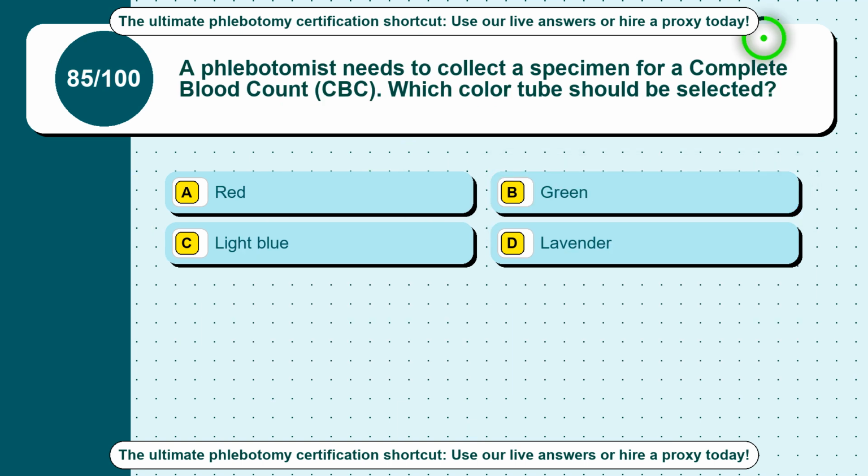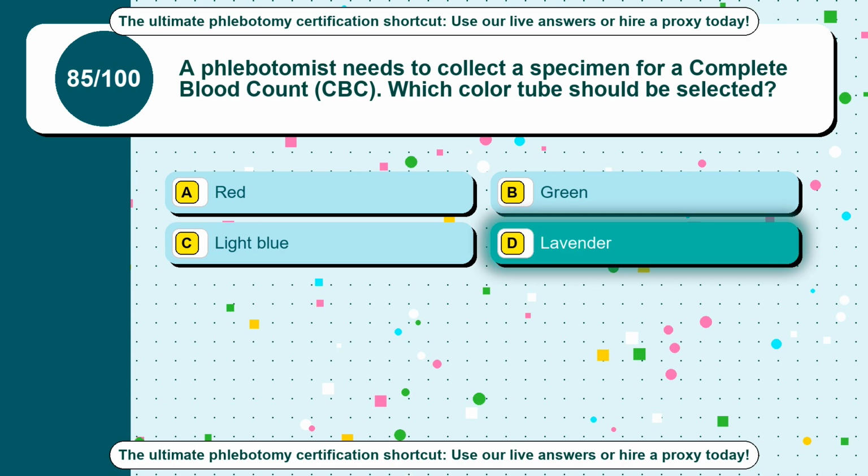Question 85. A phlebotomist needs to collect a specimen for a complete blood count, CBC. Which color tube should be selected? Option A, red. Option B, green. Option C, light blue. Option D, lavender. The correct answer is option D, lavender.